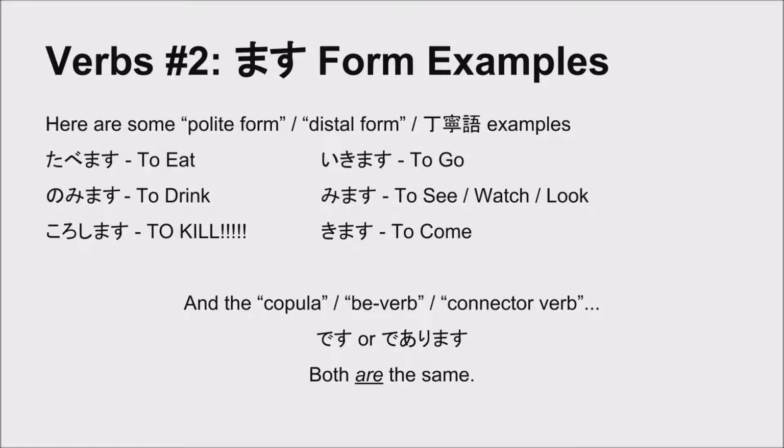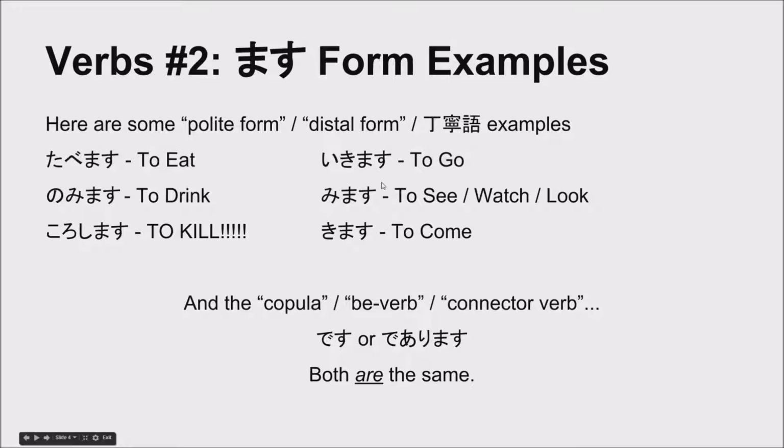Here are some polite form, distal form, teinego examples. I'm going to be calling them the mas form. So if you can't handle me calling them the mas form, then sorry. That's just what I'm going to call them. Notice these verbs on the left. Tabemasu, to eat. Nomimasu, to drink.